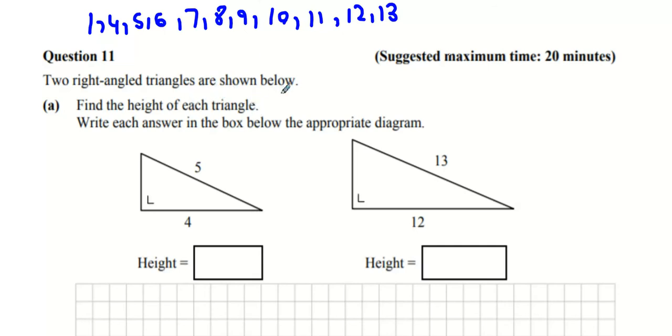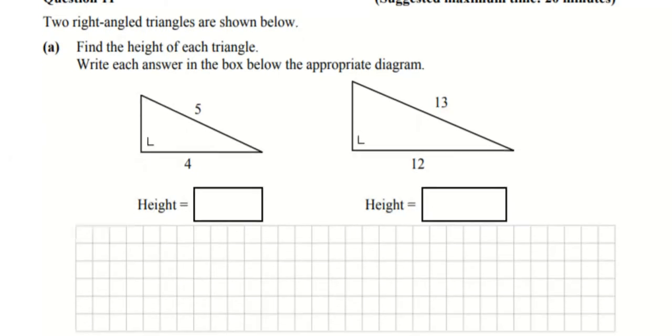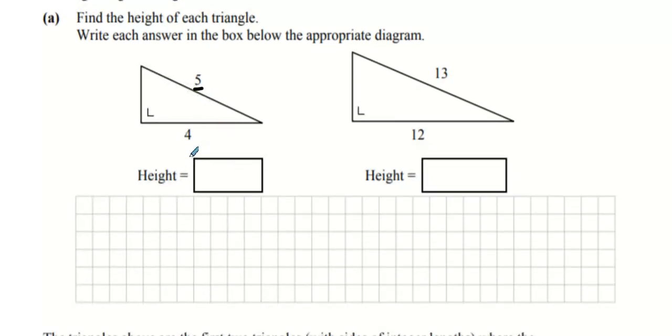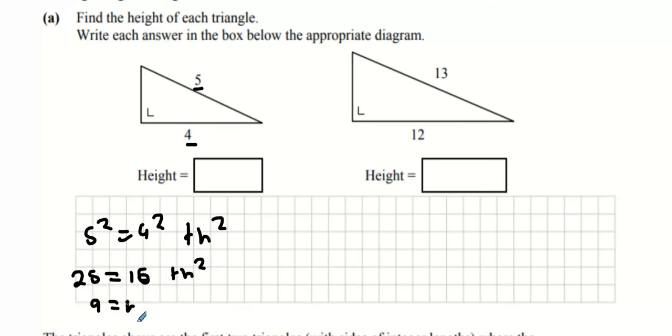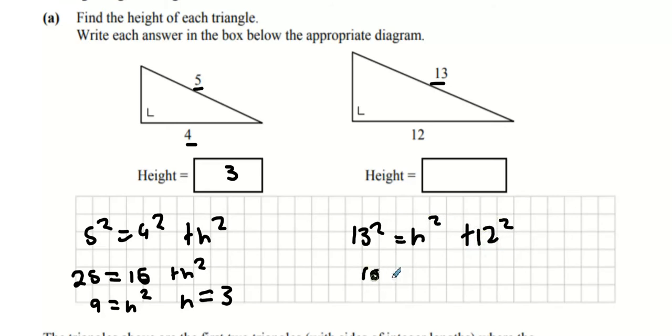2 triangles are shown below. Find the height of each triangle. Well, we can use Pythagoras' theorem. So we can say 5 squared equals 4 squared plus h squared. 25 equals 16 plus h squared. H squared must be 9. H is the square root of 9, which is 3. Likewise on the other one, 13 squared equals h squared plus 12 squared. 169 equals h squared plus 144. 169 take away 144 is 25. 25 must be the h squared. H must equal 5.